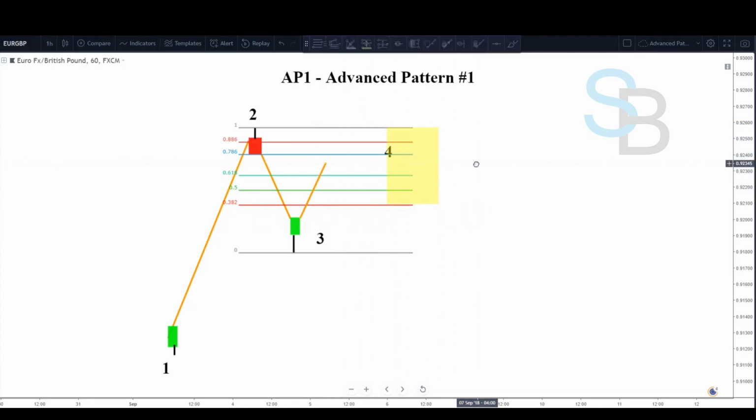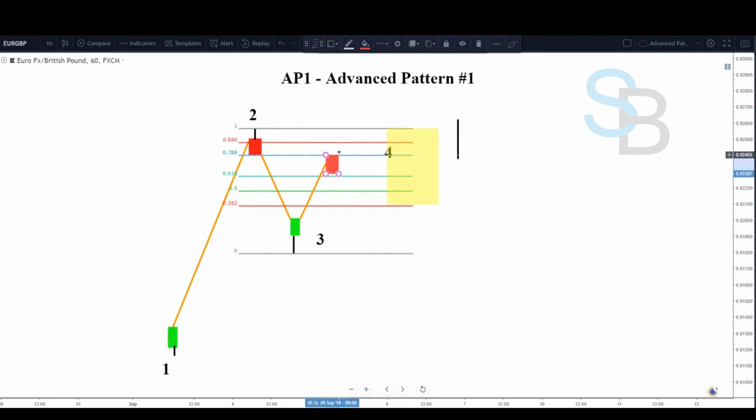Move this out of the way. So if we have a candle here that looks like this, and let's say has a wick to the high side that does this, is that a valid point number 4? Yes, this would be a valid point number 4. Now, what if this wick comes all the way up to here? That would invalidate this trade. What if we have a body of a candle all the way up here? That would invalidate this trade.